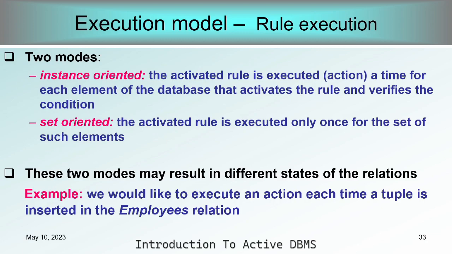There are two modes in which it can be done: one is instance oriented and the other is set oriented. Instance oriented is where the activated rule is executed for each element of the database which activates the rule, and it verifies the condition. Or it can be set oriented, where the activated rule is executed only once for the set of such elements. So these two modes may result in different states of a relation. We will look at an example here.